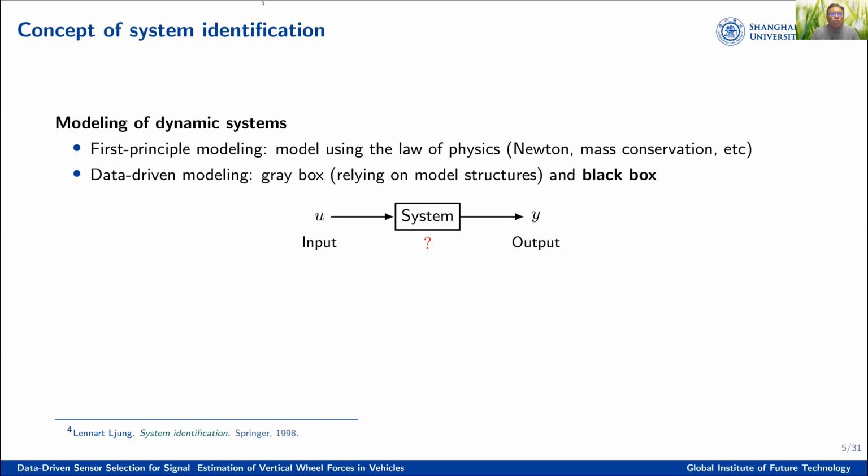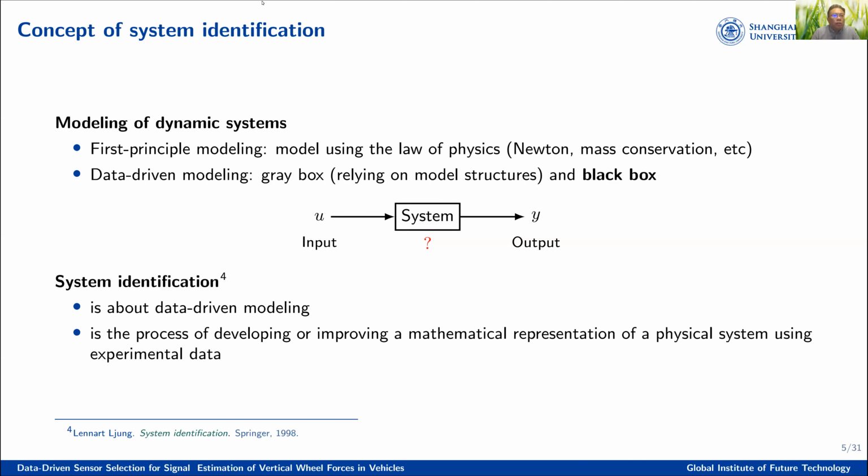The major difference between gray and black is whether we have a clear model structure, and whether there is any physical meaning between the input and the system output. Basically, the major idea here is that we know the input U and we know the output Y. We need to figure out what the system is, this block in the middle. If it is a black box, like a neural network, we know the input and the output, but we don't know what happens inside the system. This is a typical data-driven model structure, a type of method people use for dynamic systems.